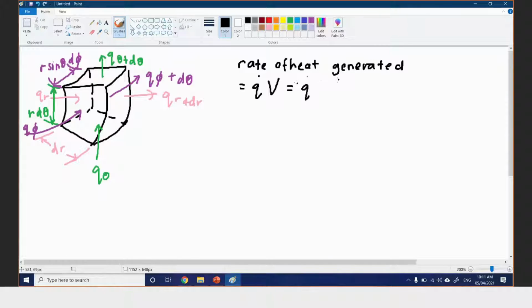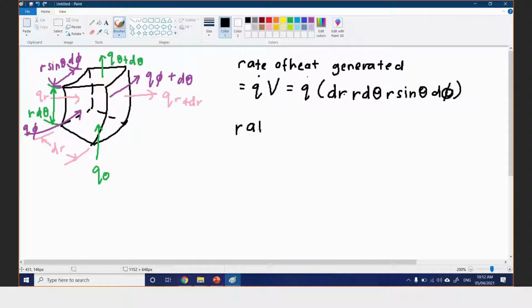So for volume, this time it's not simply dr d phi d theta, but we have to consider that for the r direction the thickness is dr, but the height this time is r d theta, and the length here is r sine theta d phi. So as we just started, we can already see that it's a little bit different and more complicated compared to the last time, compared to cylindrical, and of course compared to the flat plate.